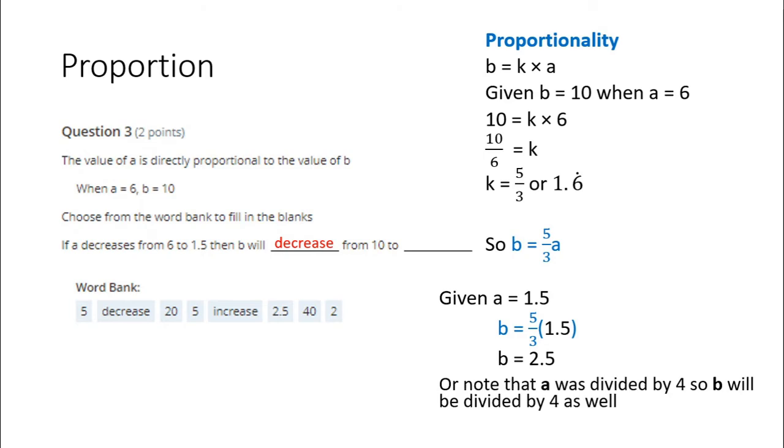B is 2.5. There was an alternate method though. If you had noticed that A was divided by 4, 6 divided by 4 gives us 1.5, you would have probably also worked out that B was divided by 4 as well. So 10 divided by 4 is also 2.5. Either way you've done it, you'll have the correct answer.